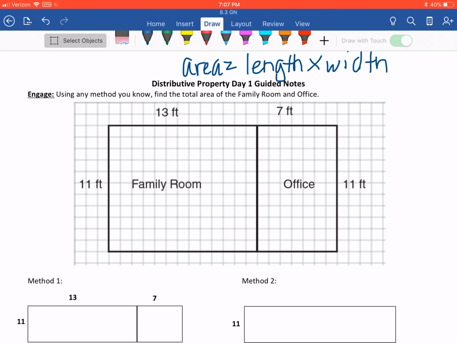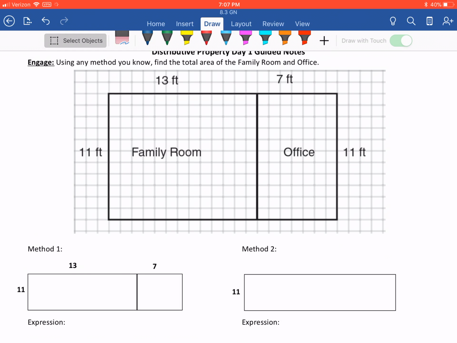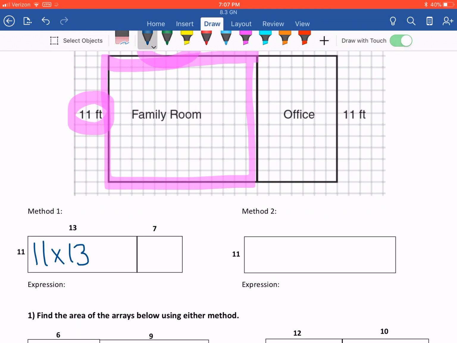Alright, so like I said, area equals length times width. There are two different ways that we could have done this. I'm going to start with the one that I think most of us probably did, but if this isn't the one that you did, that's okay. We see here the family room is 11 feet on one side and 13 feet on the other. So what you probably did was you took 11 and 13 and multiplied. That's what we see here in the method 1 box: 11 times 13, which should have given you 143.